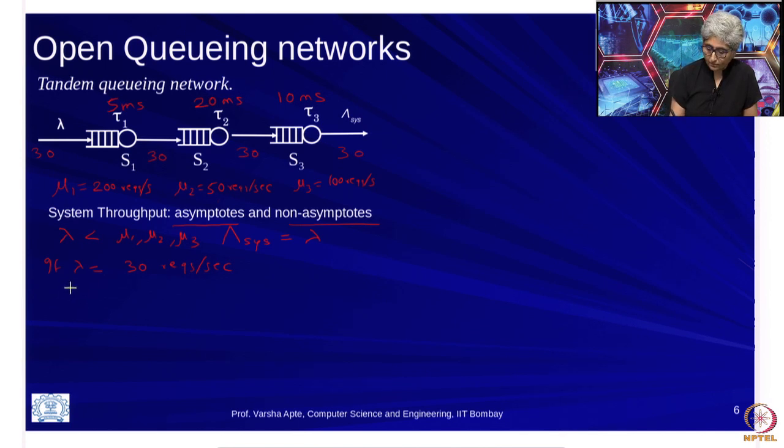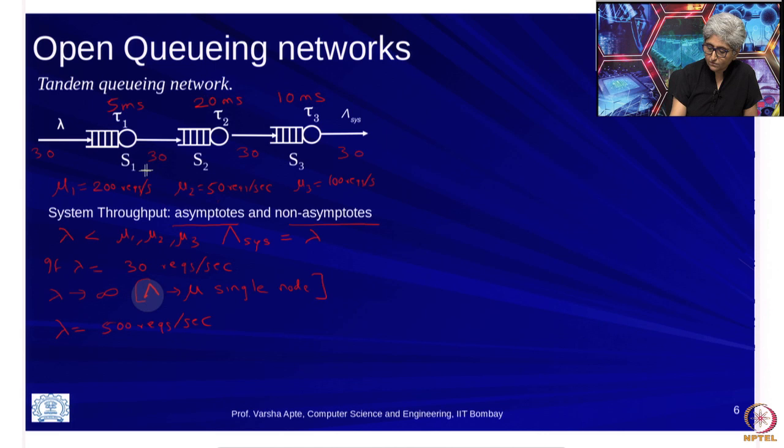What is the asymptotic value? So what if lambda goes to infinity, for high load? Remember that for a single server node, as lambda goes to infinity, the throughput goes to mu, right. What is going to happen here is that the maximum throughput that this system can produce will be determined by the slowest node, right. So, imagine if lambda in this example is 500 requests per second.